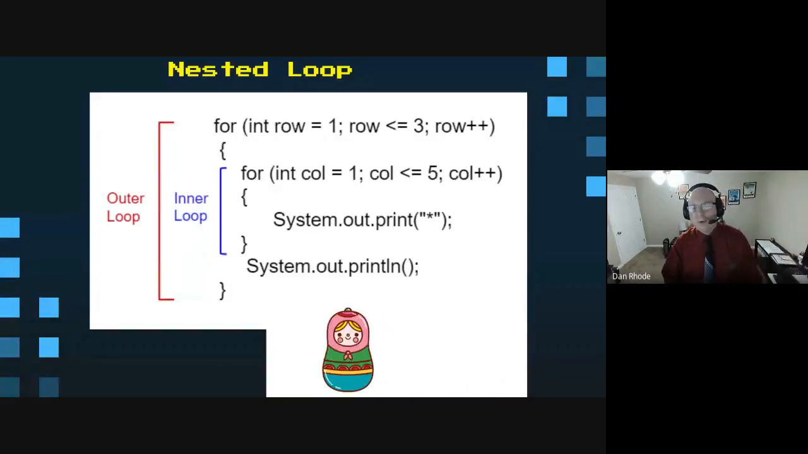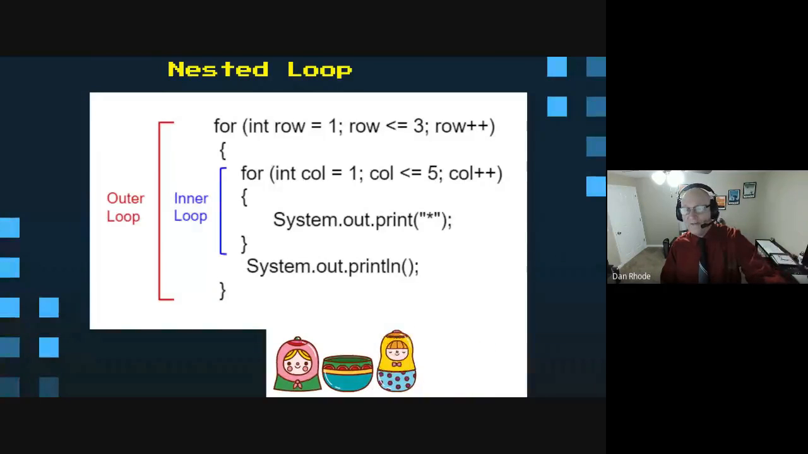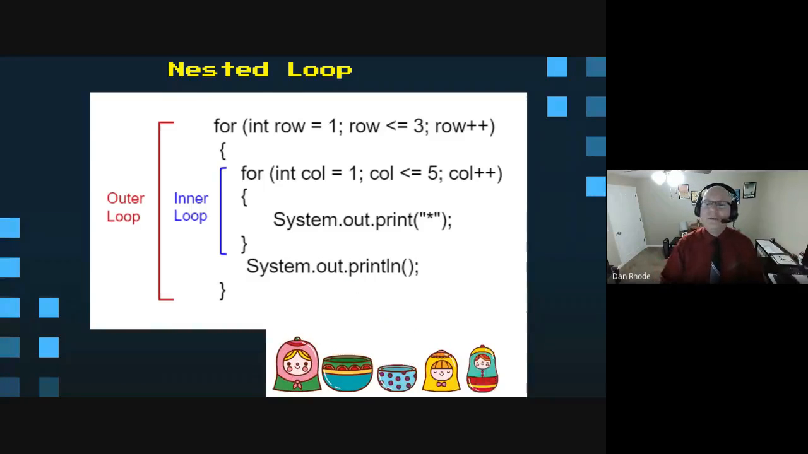The way a nested loop works is that there's an inner loop and an outer loop. The inner loop runs, like in this case, 5 times, and then goes back to the outer loop. Then the inner loop will run 5 times again and go back to the outer loop. The number of times the outer loop runs is dependent on that first conditional.